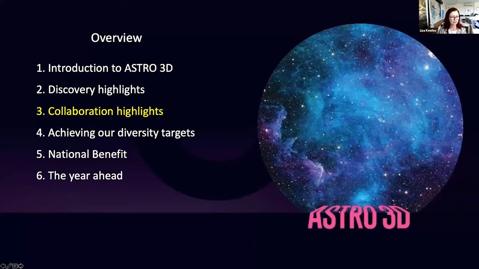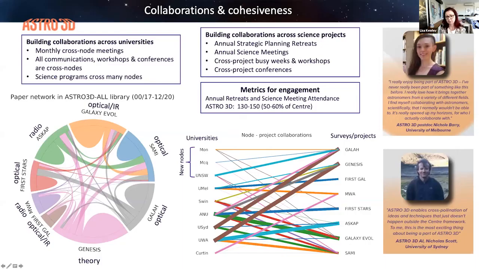Now I'm going to do a quick overview of some of our collaboration highlights as they stand at the moment. There are collaborations across multiple universities and across different surveys and projects now within the centre, and we can track those using publications, something we showed to the ARC during our midterm review. The figure on the left shows the ASTRO 3D cross-project collaborations based on publications. The chords connecting different projects are based on the number of publications crossing the projects, so a wider chord means more publications.